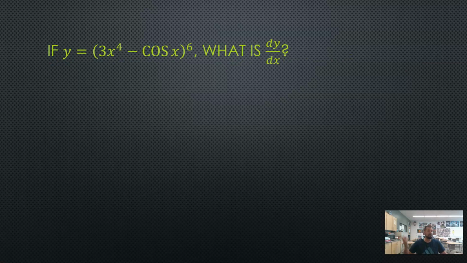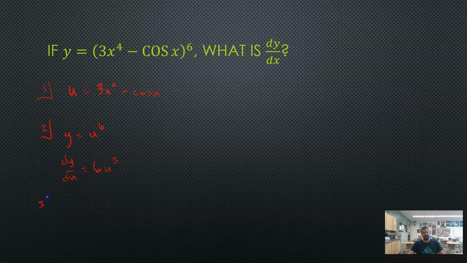In this case, let's walk through those steps again. Step number 1, I have to choose a u. I want u to be what's inside of the parentheses. So in this case, I've got 3x to the 4th minus cosine of x. If I let u equal 3x to the 4th minus cosine of x, that is step 1. Step 2: now I have y equal to u to the 6th. Step number 2 says we take the derivative of that, so I get dy du equal to 6u to the 5th power.